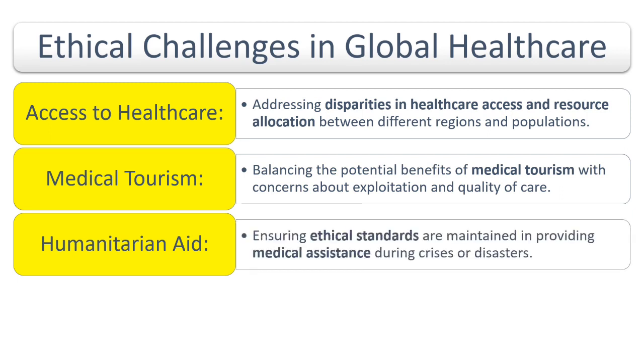Humanitarian aid is an important thing. It means ensuring ethical standards are maintained in providing medical assistance during crises and disasters. This is another important aspect, so that deserving populations and groups of people should receive adequate medical assistance during crisis and disaster periods.